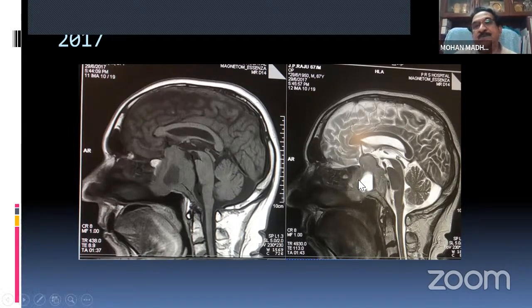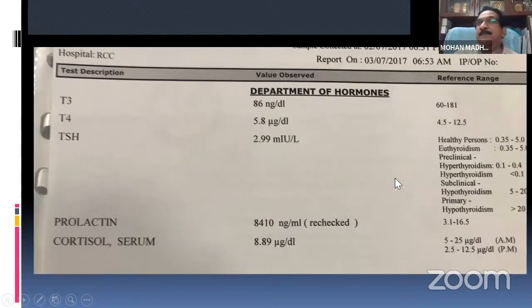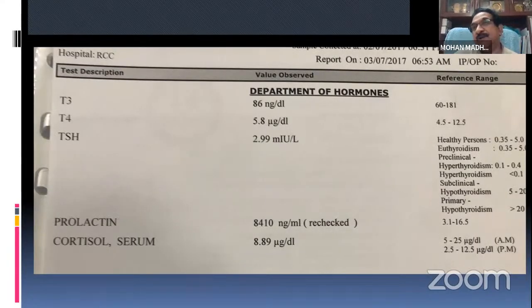This is the one which happened in 2017. This is the T1, this is the T2. And the prolactin level was 8,410 at that time, in 2017. That is why they thought it was a macroadenoma and decided to put the patient on bromocriptine.